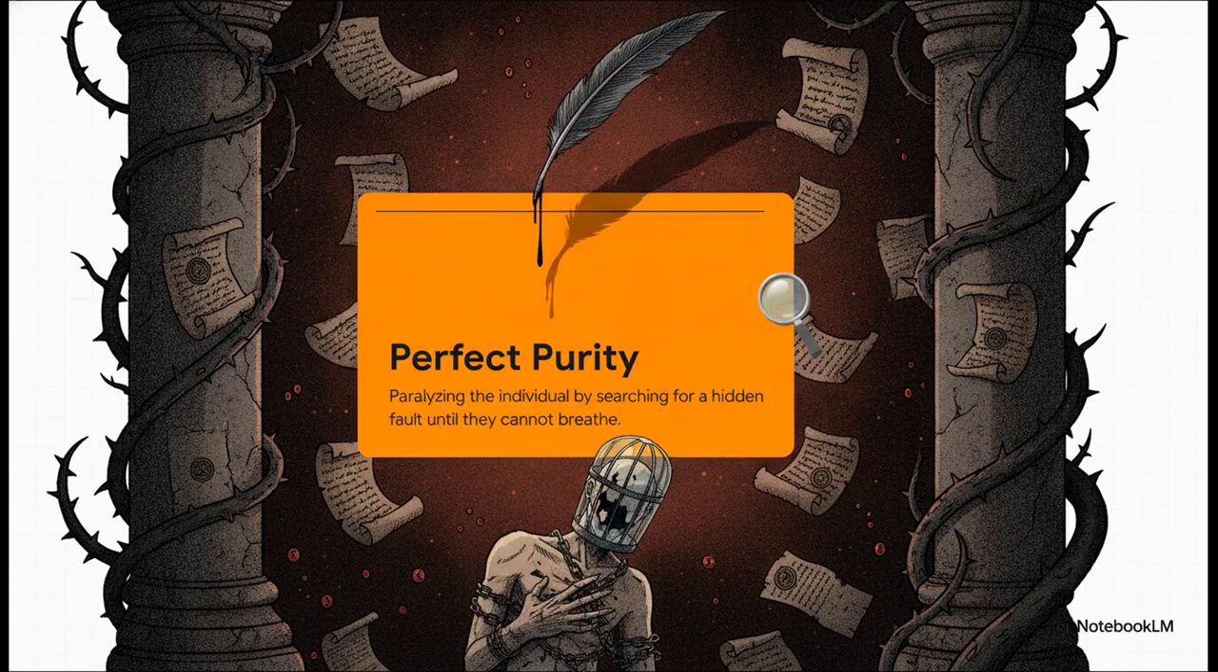Let's look a little closer at the Inquisitor's method. Perfect purity. Sounds like an ideal, right? But here, it's a weapon. The Inquisitor uses his quill to carve laws to achieve absolute control, just searching endlessly for hidden faults. It's entirely paralyzing. The tragic irony is that in trying to purge all sin, he paralyzes the individual until literally no honest breath can be taken. It's a complete neurosis, driven by that fundamental terror of an unlived life we just talked about.